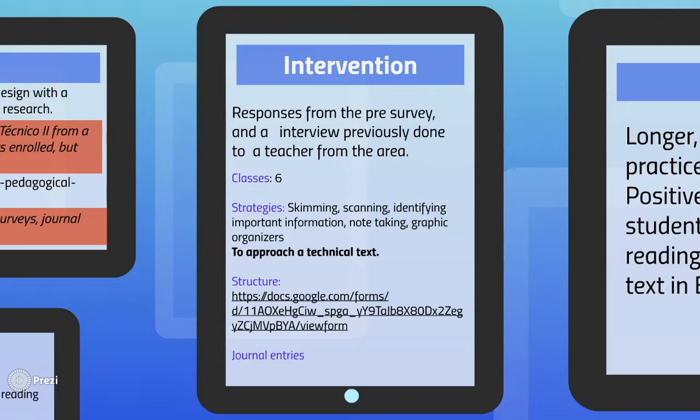So for teaching these strategies, Anne Ediger's proposal of reading with a purpose, and also including cognitive, metacognitive, and social and affective strategies were considered, as well as Bloom's taxonomy, since the students went from identifying to understanding. The strategies taught were skimming, scanning, identifying or determining important information, note-taking, and graphic organizers. All these strategies were related to approaching a technical text.